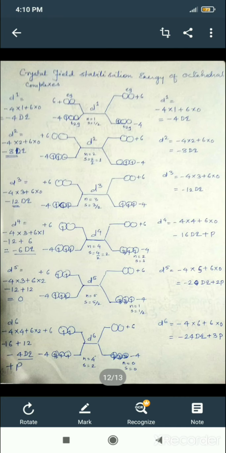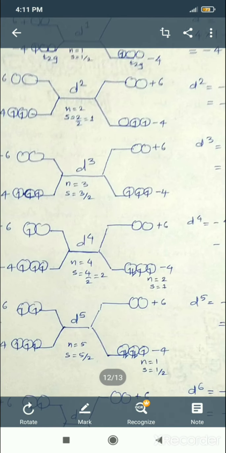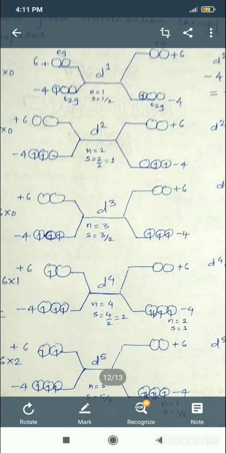So in d1, or in the first case, -4 into 1 plus 6 into 0, because there is no electron at the eg level. So -4 into 1 plus 6 into 0, the answer is -4 Dq on both sides. Then n is equal to 1 and s is equal to 1 by 2. That is, n is the number of unpaired electrons, s is the spin angular momentum, that is n by 2, n is 1, therefore it is 1 by 2.